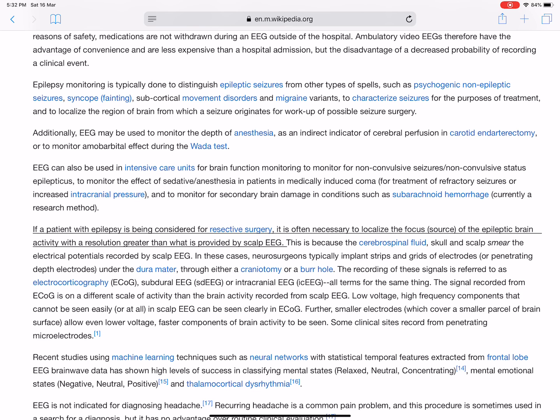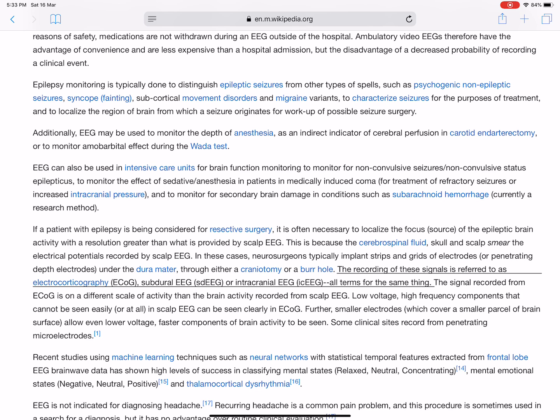If a patient with epilepsy is being considered for resective surgery, it is often necessary to localize the focus source of the epileptic brain activity with a resolution greater than what is provided by scalp EEG. This is because the cerebrospinal fluid, skull and scalp smear the electrical potentials recorded by scalp EEG. In these cases, neurosurgeons typically implant strips and grids of electrodes, or penetrating depth electrodes, under the dura mater, through either a craniotomy or a burr hole.